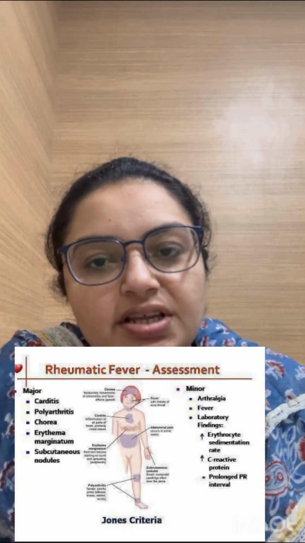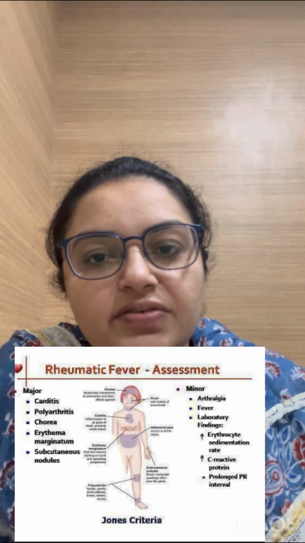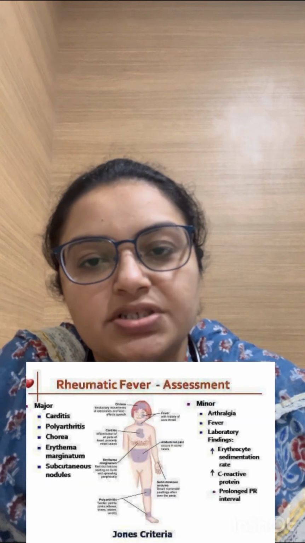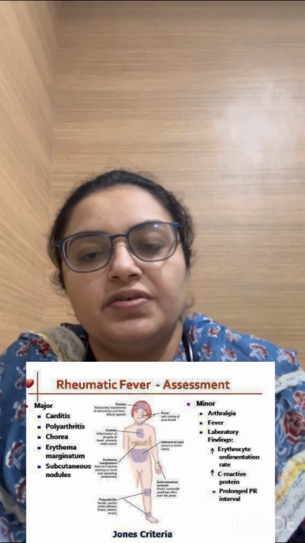In this video, we will discuss in detail the diagnostic criteria of acute rheumatic fever. The diagnostic criteria for acute rheumatic fever is the revised Jones criteria. We require either two major criteria, or one major and two minor criteria, to establish the diagnosis of rheumatic fever.